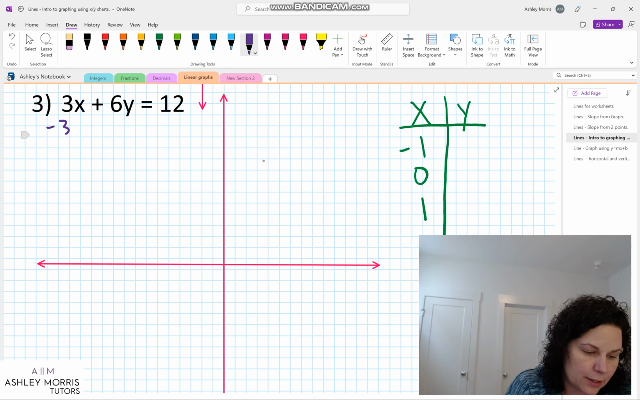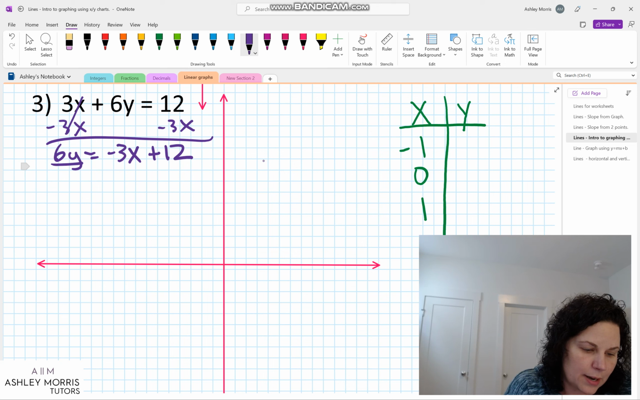So we're going to subtract 3x from both sides. Combine any like terms, but there are none because that has an x and that does not. And then we're going to divide everything by 6. So that's going to give me a -1/2 x plus 2.